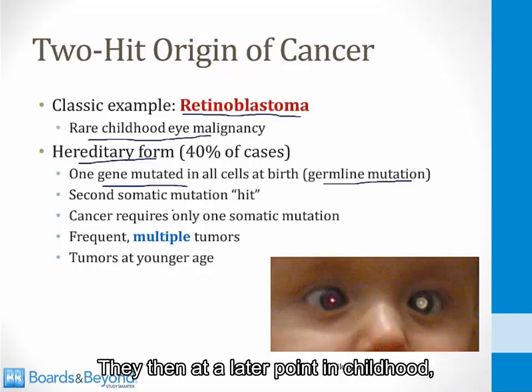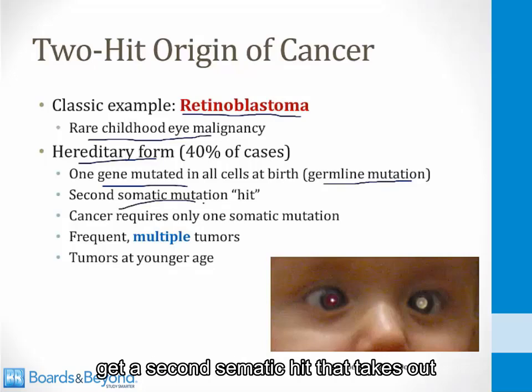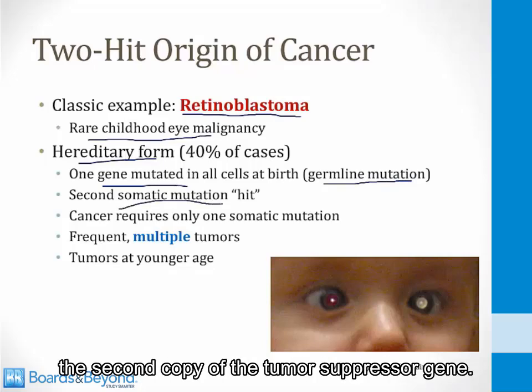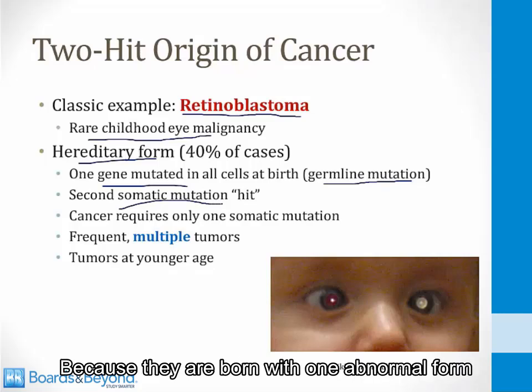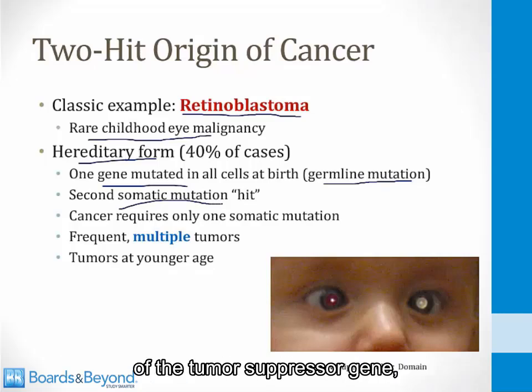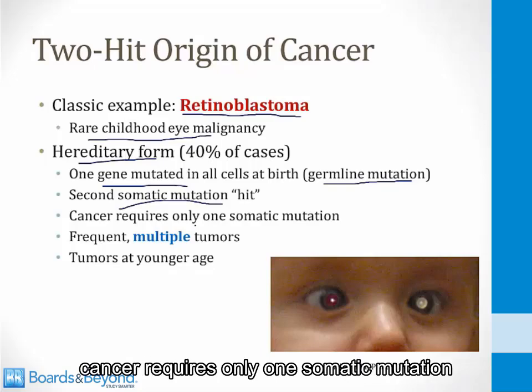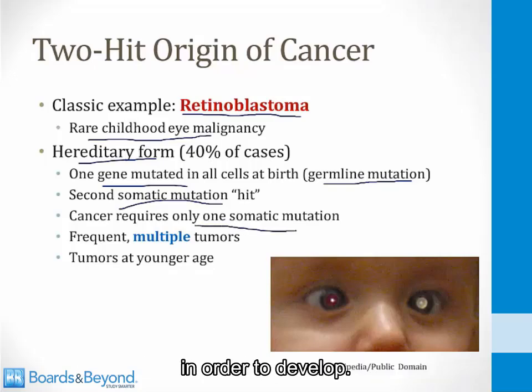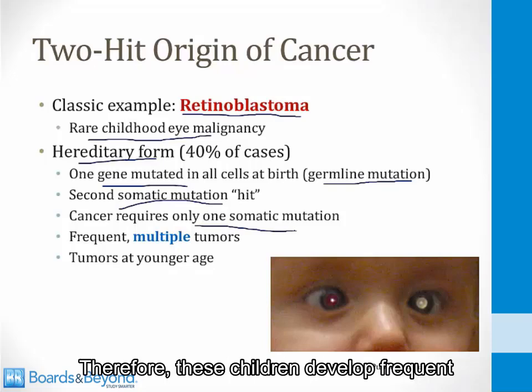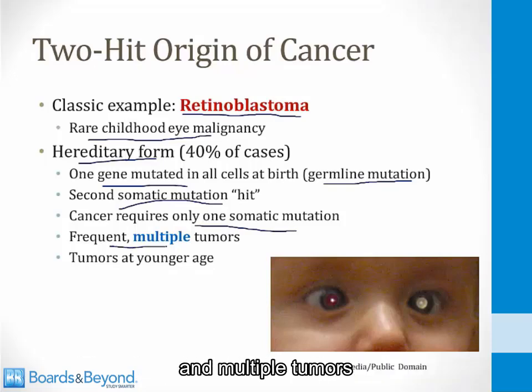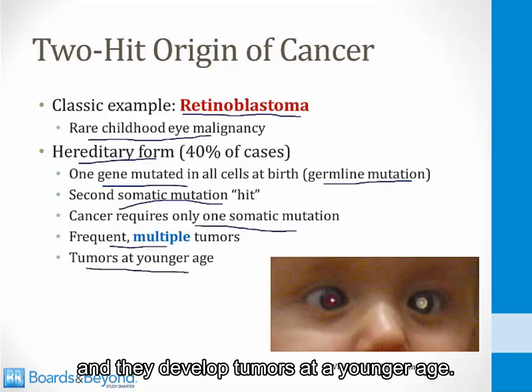They then at a later point in childhood get a second somatic hit that takes out the second copy of the tumor suppressor gene. Because they are born with one abnormal form of the tumor suppressor gene, cancer requires only one somatic mutation in order to develop. Therefore, these children develop frequent and multiple tumors, and they develop tumors at a younger age.